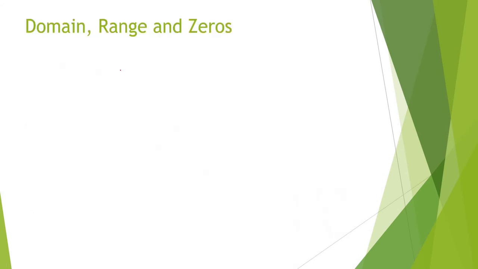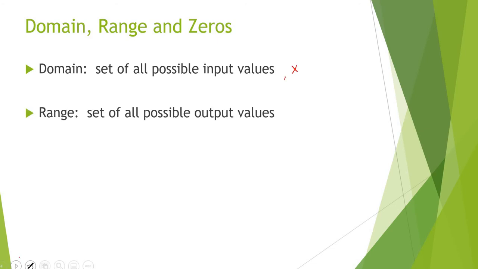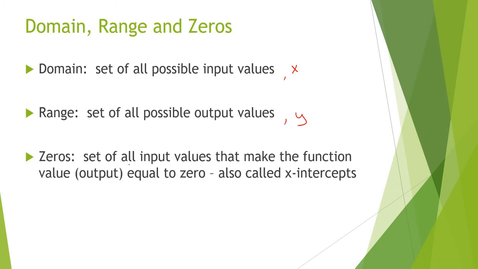All right, domain, range, and zeros. 3 things that we always need to be able to determine when we're looking at functions. The domain is the set of all input values, in other words, my x values. The range is the set of all possible outputs, or y's. And the zeros are the set of all input values, x values, that make the function value, our y, or our output, equal to 0, also called x-intercepts. So any group of ordered pairs that start with a 0 and then have a y value that pairs with that. And we should be able to find range, domain, and zeros of any function.